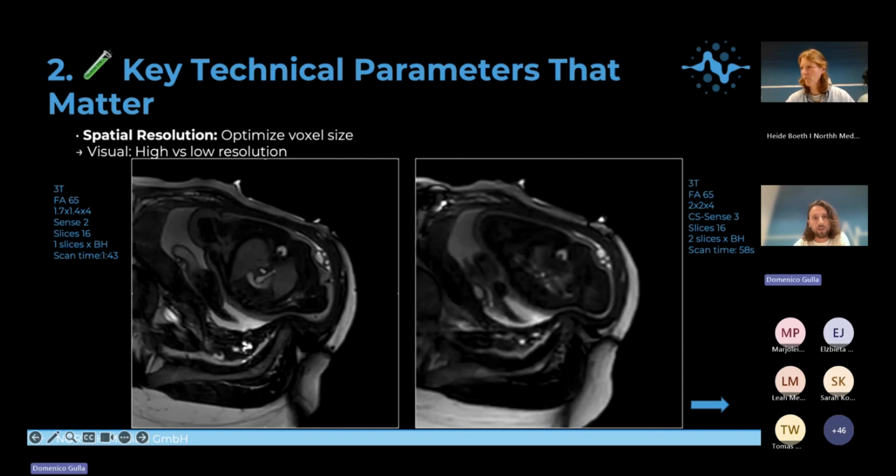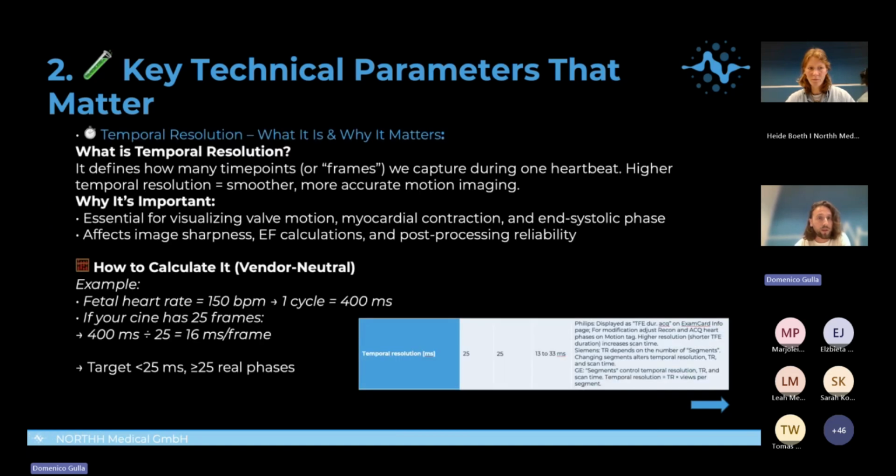Now another key parameter is the temporal resolution. What is the temporal resolution? It defines how many time point frames we capture in one heartbeat. Higher temporal resolution gives smoother, more accurate motion imaging. Why is it important? Because it's essential for visualizing valve motion, myocardial contraction, and the end systolic phase, and it affects image sharpness, ejection fraction calculation, and post-processing reliability.